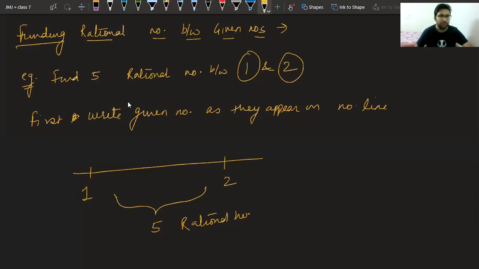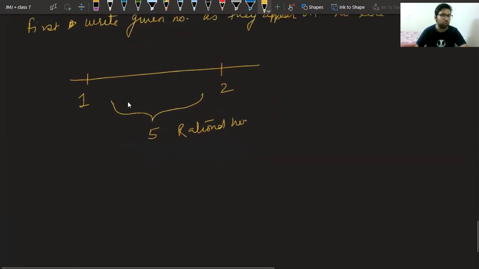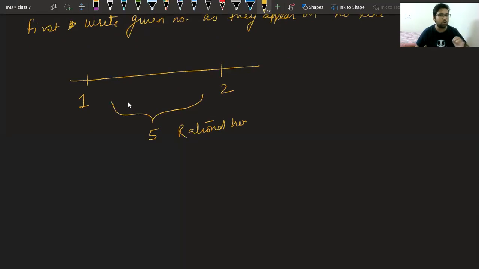Class, now I will try to use the concept of equivalent fraction. Can I write this one as 1 upon 1? Please tell me, class. And can I write this 2 as 2 by 1? Any issue? Class, we have learned if upon 1 is there, no issue. So these are the same numbers.